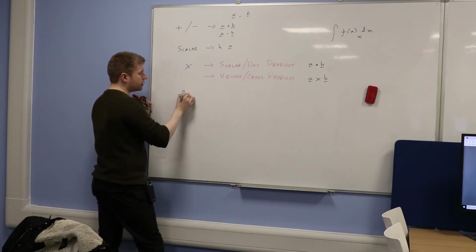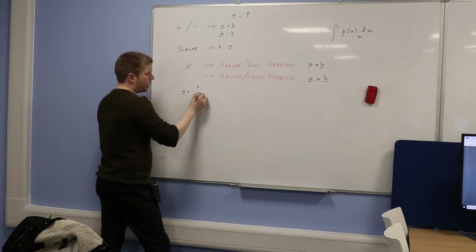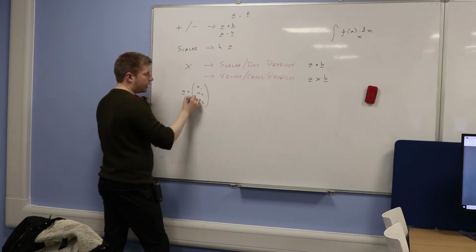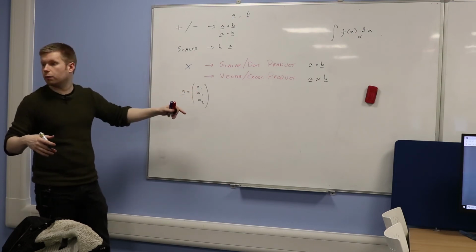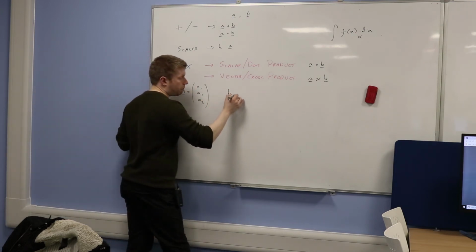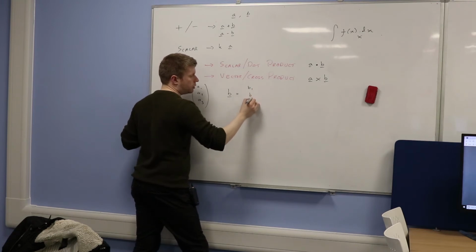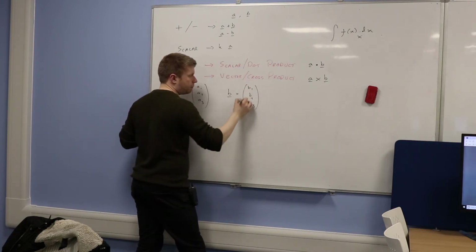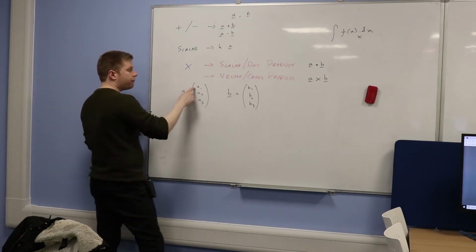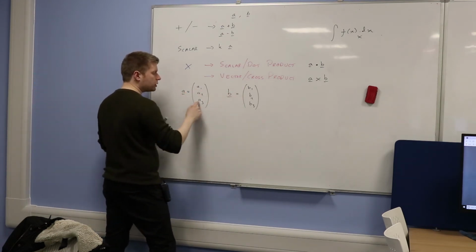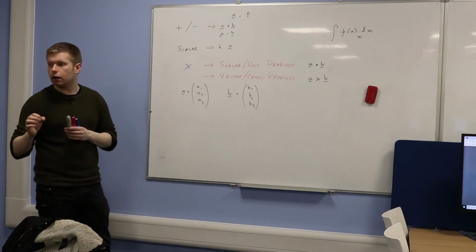A scalar product is like this. If I have two vectors, A1, A2, A3, that's A. So that could be like 3, 4, 7. It's just the first component of A, second component of A, third component of A. And the same for B: B1, B2, and B3. The scalar product is simply what happens if I multiply each corresponding component together and add them.